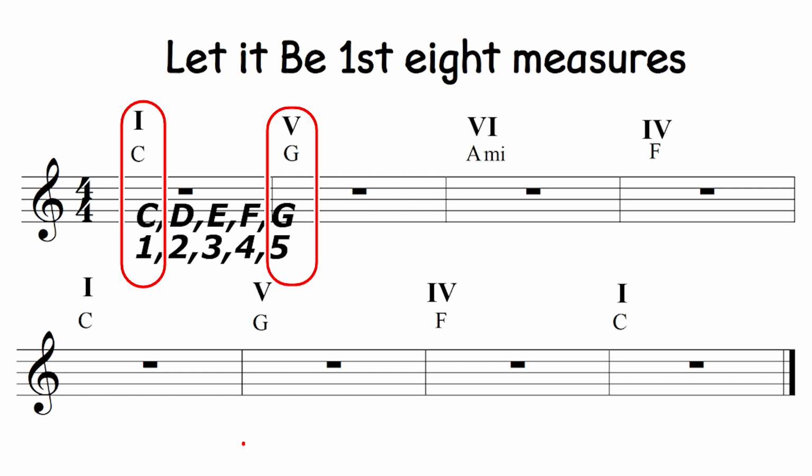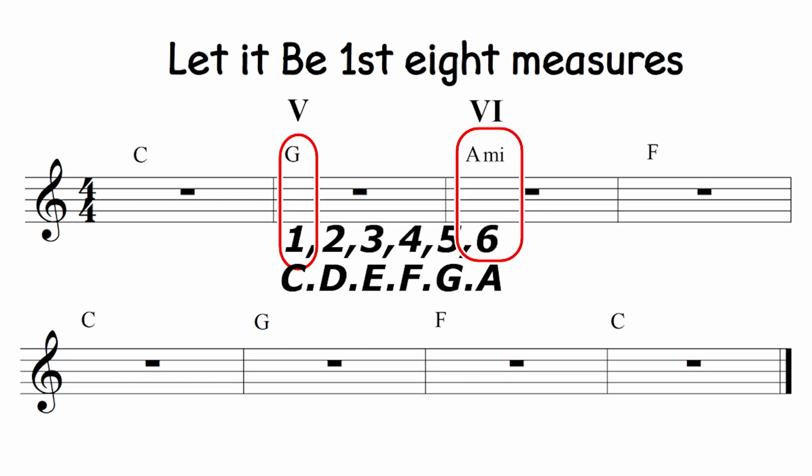This is a very simple breakdown, and things get more complicated as you go along, but I like to start at the very beginning. You're just counting up the scale. 1st degree, 2nd degree, 3rd degree, 4th degree, 5th degree in this case. C, D, E, F, G. 1, 2, 3, 4, 5.